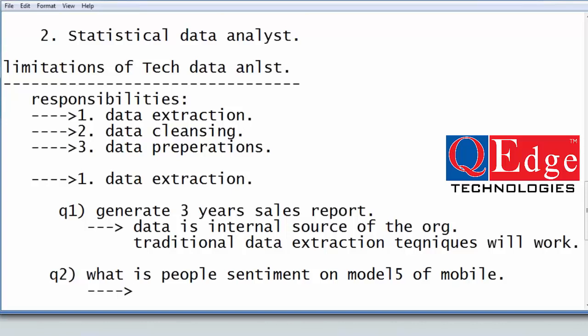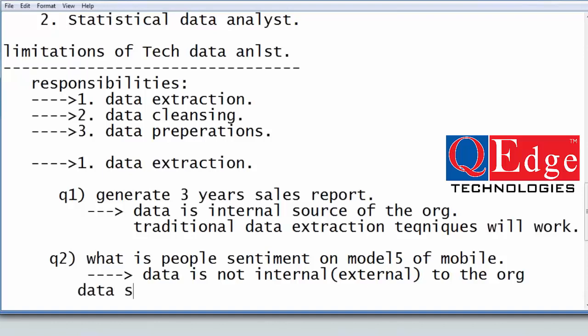Now how will the traditional data analyst connect with the different social media sources and how will he pitch? Of course, the software will support, but the traditional approach of the data analyst will not work out. He needs to apply some special techniques here. Got it? So here data is not internal, that means purely external to the organization.